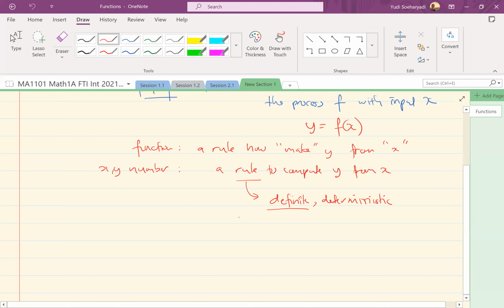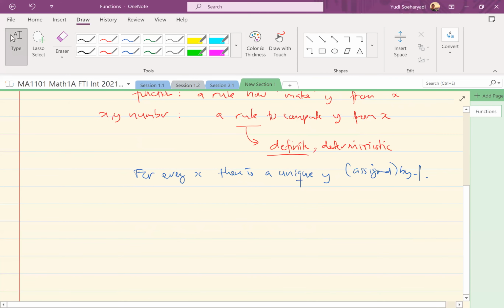So definite means that for every x, there is a unique y assigned by f. Okay, so this is a function.